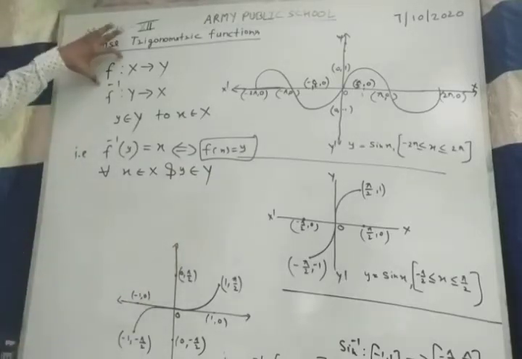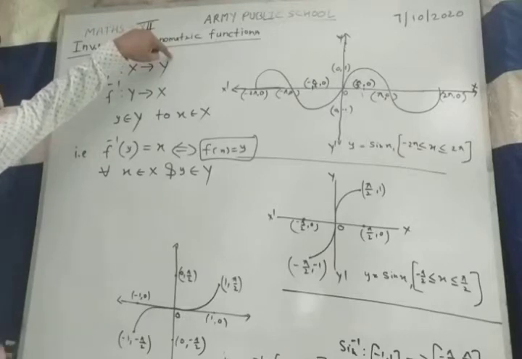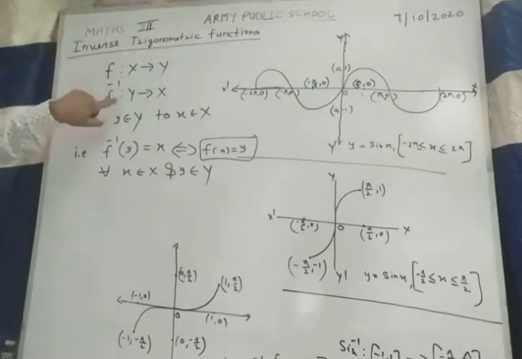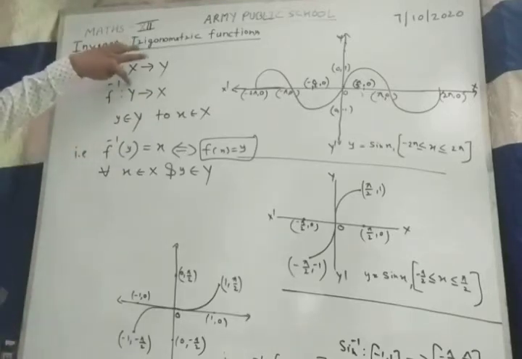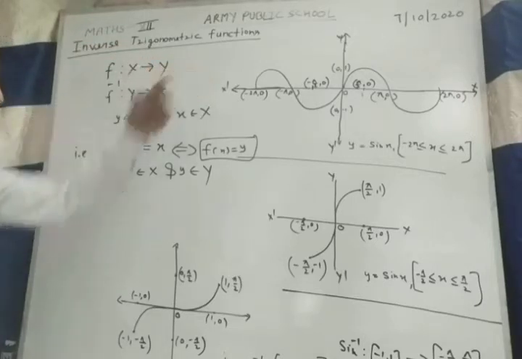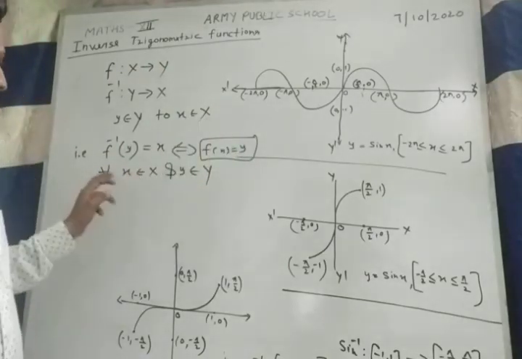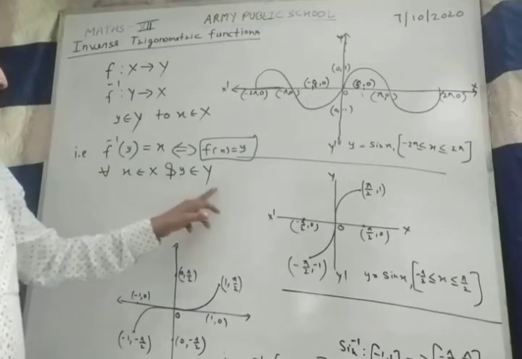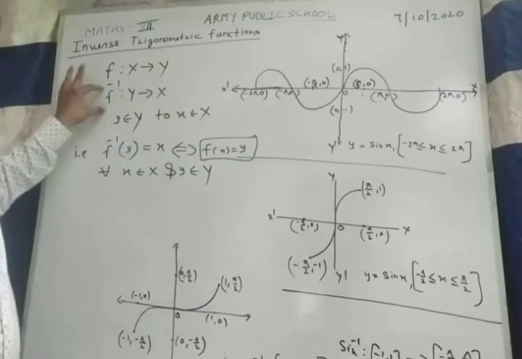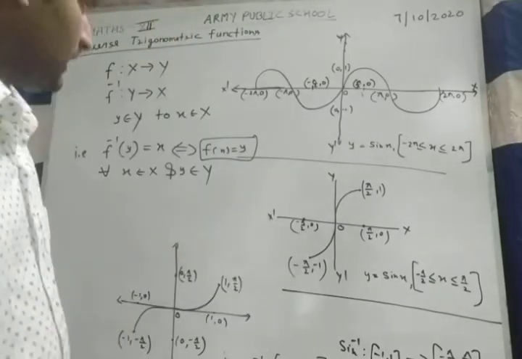Meaning, a function is said to have an inverse if f from X to Y is one-one and onto. Then there exists another function f inverse from Y to X such that each element y of Y maps to a unique element x of X, where f inverse of y is equal to x if and only if f of x is equal to y, for all x in X and y in Y. Then this function is called the inverse of that function. Okay. Now, the principal value branch.